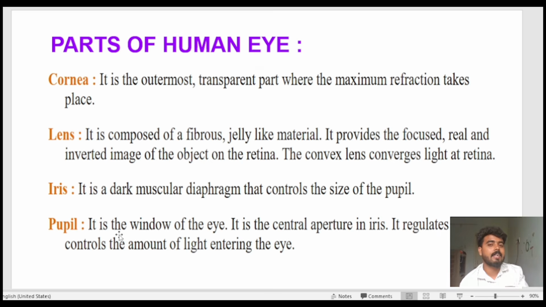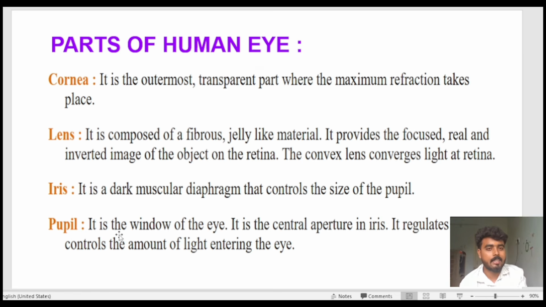Again, what are the parts of the human eye? The first one is cornea. After that, aqueous humor. After that, iris. After that, what? Yes, you're correct. The first one is cornea, aqueous humor. The next one is iris, pupil. The next one is lens, ciliary muscles or ciliary body.